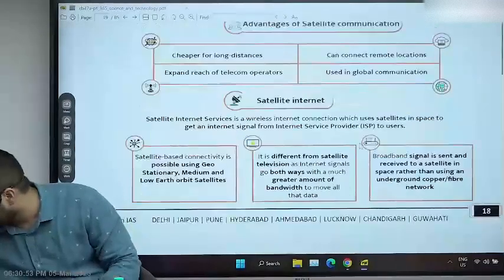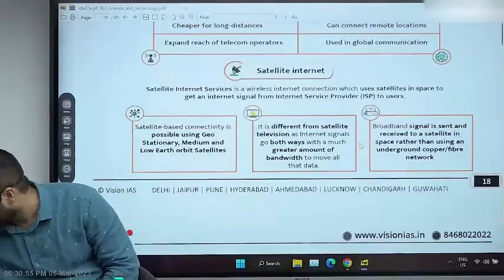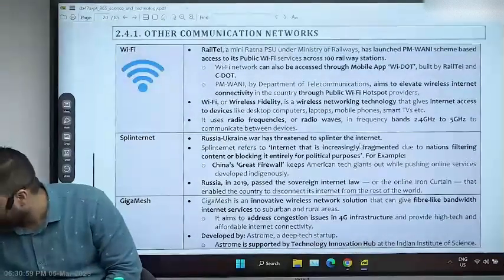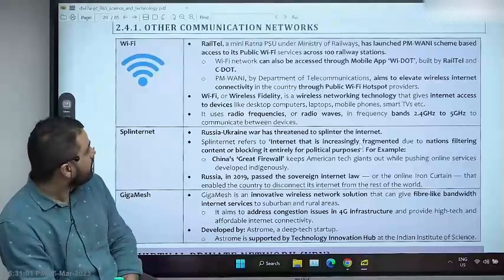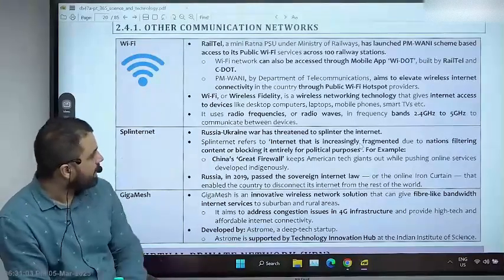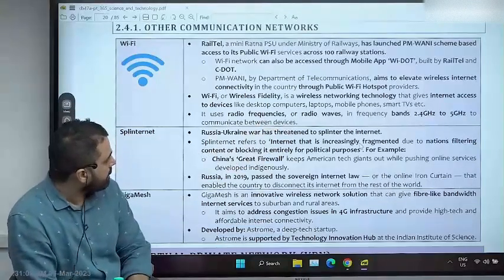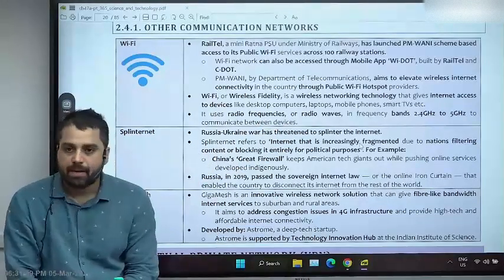Satellite communication has a lot of benefit. Wi-Fi full form is wireless fidelity. Wi-Fi uses radio wave 2.45 gigahertz to communicate between devices.